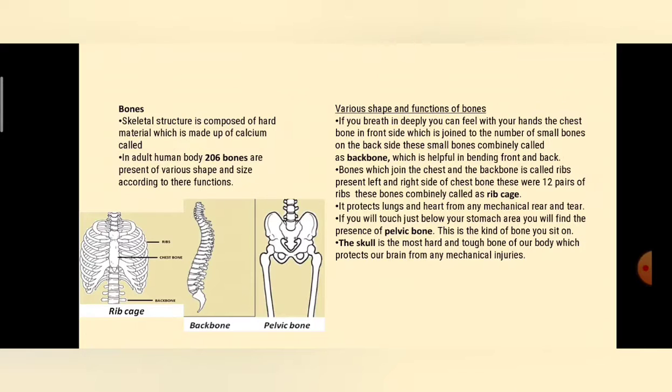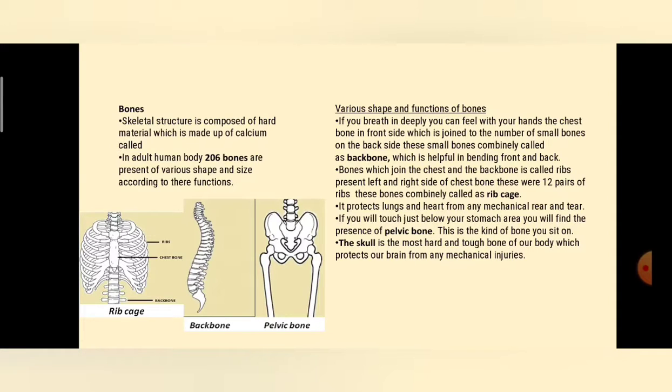Various shapes and functions of bone. If you breathe in deeply, you can feel with your hands the chest bone on the front side, which is joined to a number of small bones on the back side. These small bones combined are called the backbone, which helps in bending front and back. The bones which join the chest and the backbone are called ribs, present on the left and right side of the chest bone. There are 12 pairs of ribs. These bones combined are called the rib cage. It protects the lungs and heart from mechanical wear and tear.